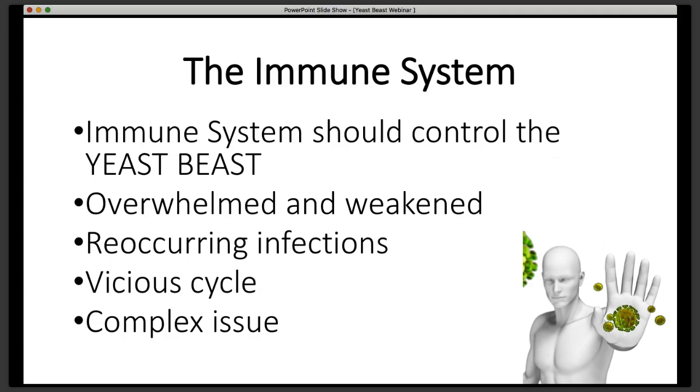But if you've got an overgrowth, then obviously your immune system's going to be working overtime. So it can become overwhelmed and weakened. And when your immune system's weak, then you can get recurring infections because it can't do its other jobs, which weakens the immune system even more, which allows the yeast to proliferate even more. So you get a vicious cycle. Now, this is actually a complex issue, but I am trying to simplify it for you.